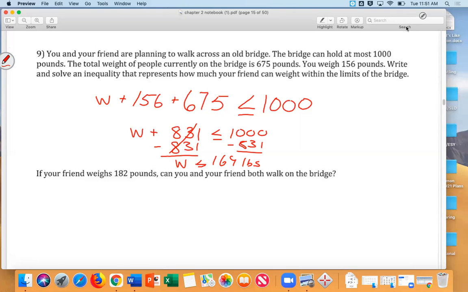Now, Mike, I'm a solid 182. A little bit more, you know, COVID-19. You know what I'm talking about. So, Mike, can I go on the bridge? I weigh 182 pounds pre-COVID. Can I make it on the bridge?